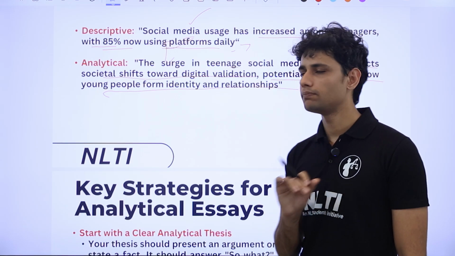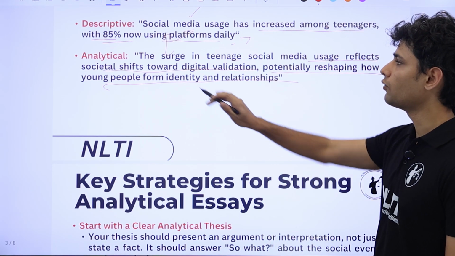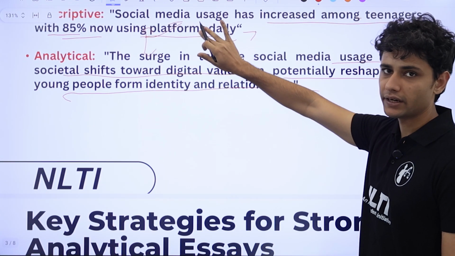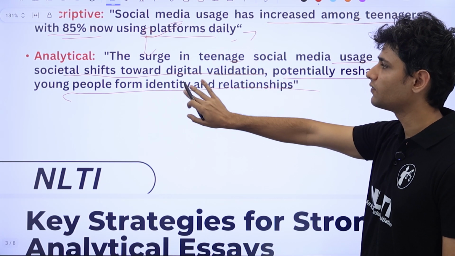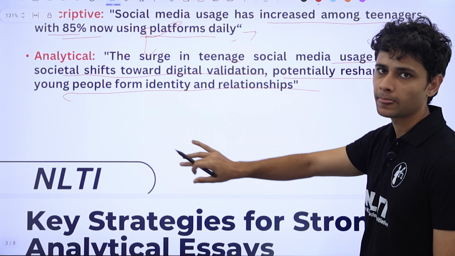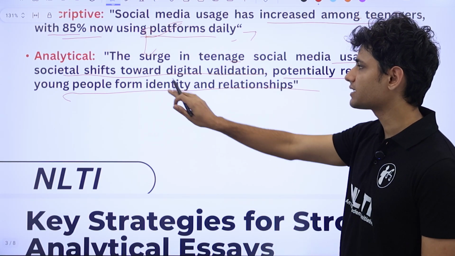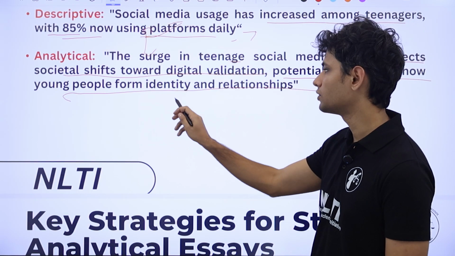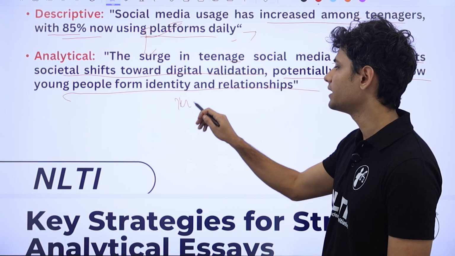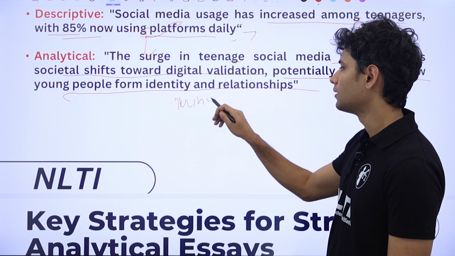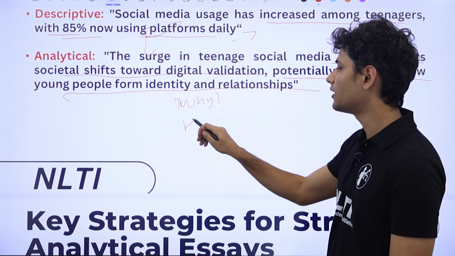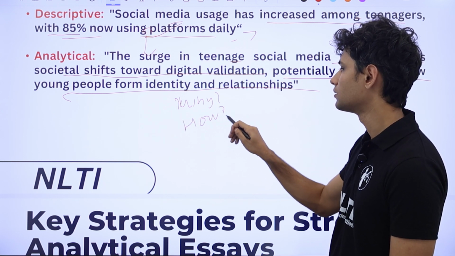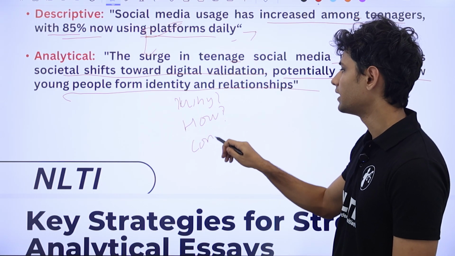So that is the best way to show you how the same information can be written in a descriptive way and the same information could be written in an analytical way. The only difference here is that in this case we are asking some questions. We are asking questions like, why is there an increase? How is that increase affecting these teenagers? What are the consequences of that?